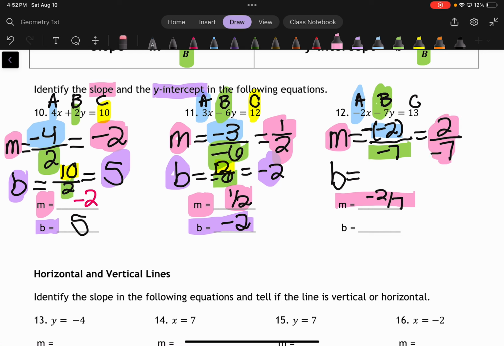Now for our B. So for our B, the formula calls for C to be on top. So in this case, our C is 13 over our B. Our B is -7. So 13 over -7. That doesn't reduce. You can't divide 13 by -7. So it's going to stay like that. -13 over 7.